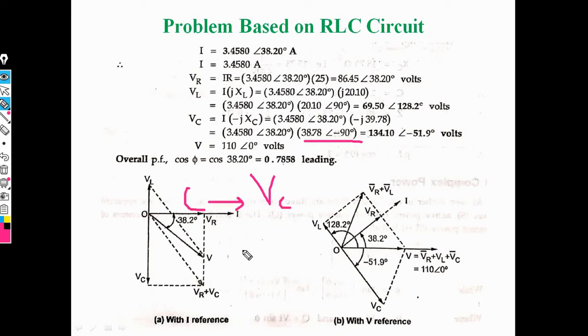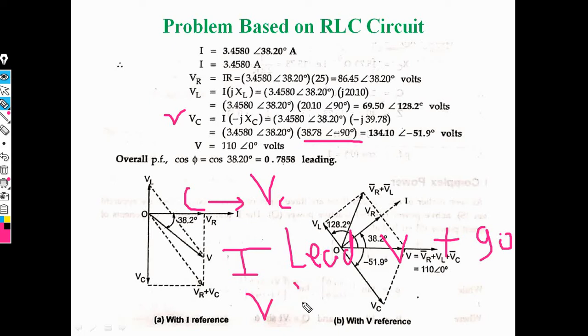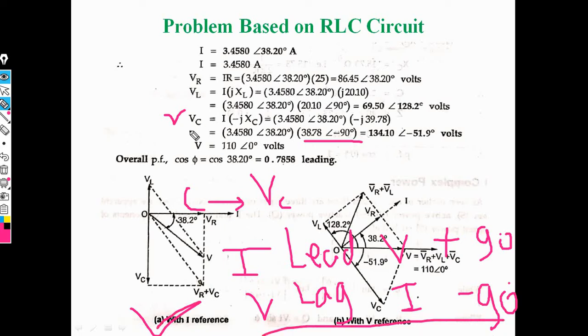In capacitor, the current I leads the voltage by plus 90. But here we have to obtain voltage. This voltage lags the current by minus 90. That is, we have to consider voltage constant here. Then here VC is equal to 3.4580 less than 38.20.